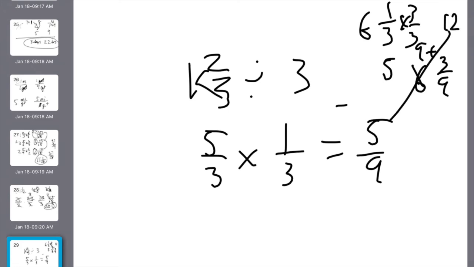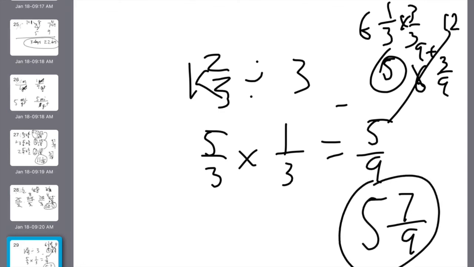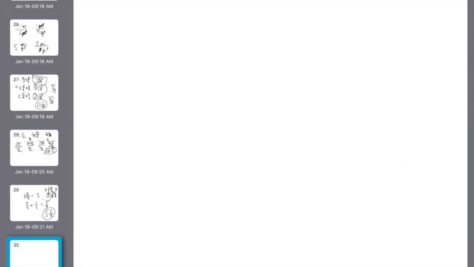This is times 3 over 3 is 6 3/9. Still can't do the subtraction. Cross out the 6, make it a 5. Add 9 to my 3 is 12. 12 minus 5 is 7. 9 stay the same. 5 minus nothing is 5. I have 5 7/9.